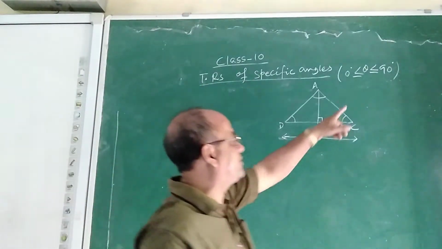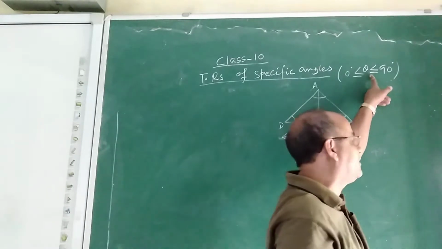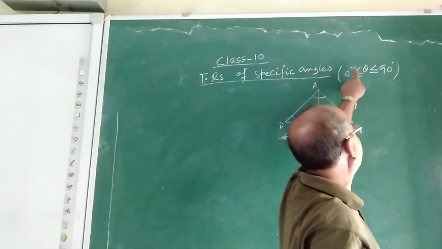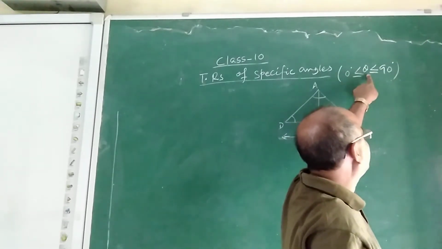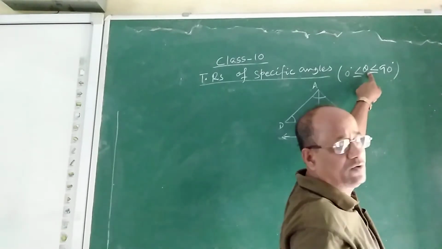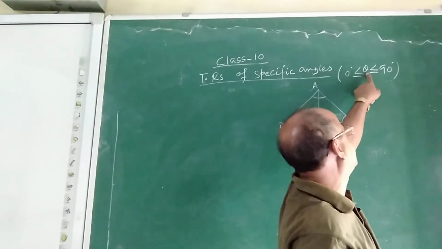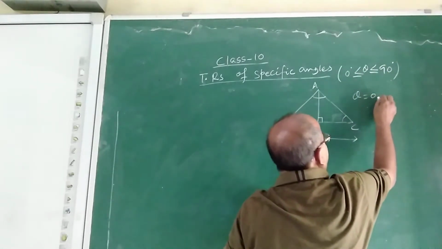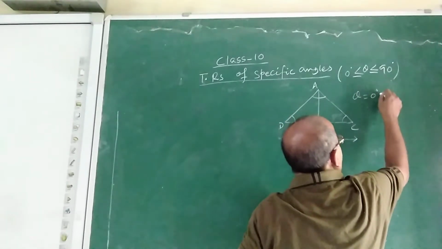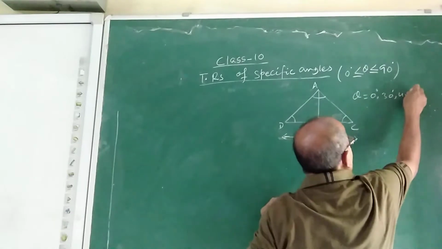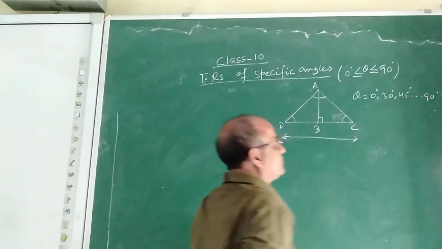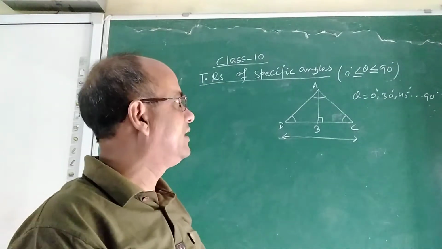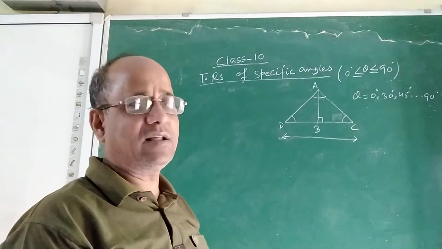What does a specific angle mean? The condition has been specified here. Suppose theta is an acute angle less than or equal to 90 degrees and greater than or equal to 0 degrees. Theta is the acute angle whose trigonometric ratio we want to find. That means the values of theta are 0 degrees, 30 degrees, 45 degrees, up to 90 degrees. The acute angle theta will lie between 0 and 90.